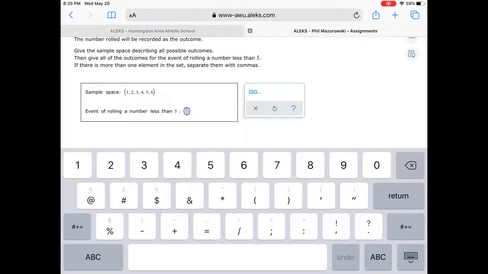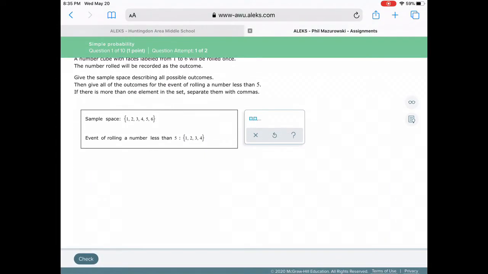Now you have to look at the actual event, in this case, rolling a number less than 5. You have to know your inequality words. When it says less than 5, it does not include 5 because 5 is equal to 5, not less than. So 1 is less than 5, so is 2, 3, and 4, and that is it. Looking at the sample space, 1 through 6 is everything that can happen, and the specific event of rolling something less than 5 gives us 1, 2, 3, and 4.